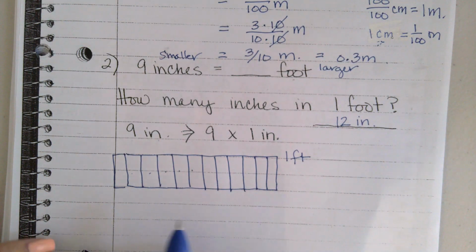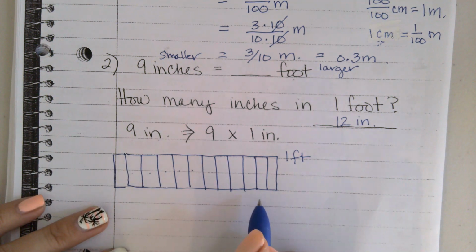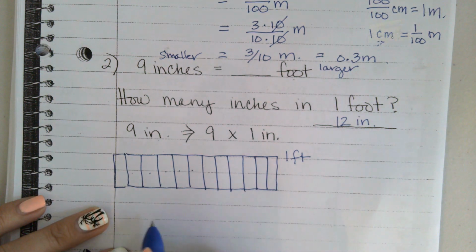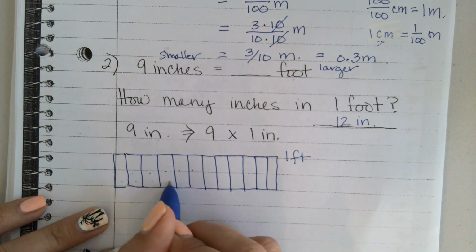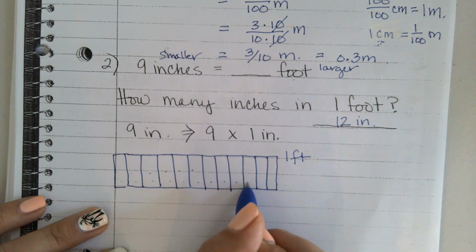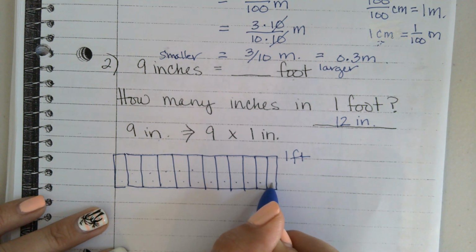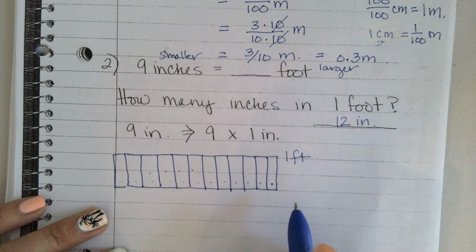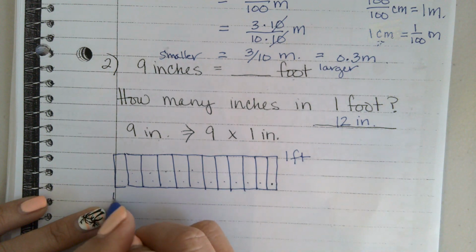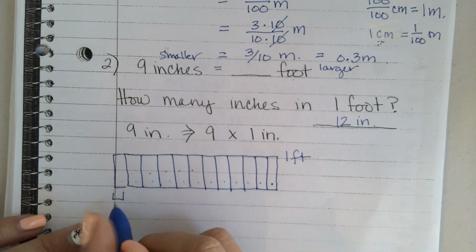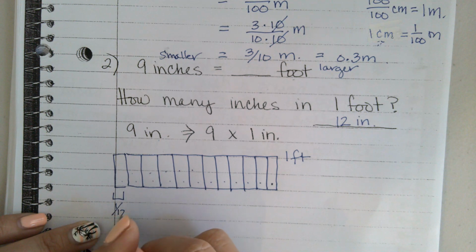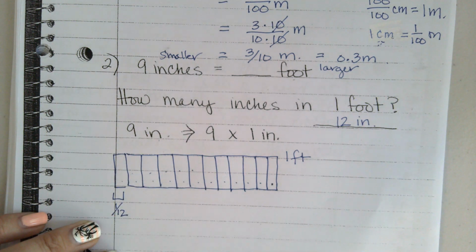Now, what fraction of a foot is 1 inch? Well, it takes 1, 2, 3, 4, 5, 6, 7, 8, 9, 10, 11, 12 inches to make 1 foot, right? So 1 inch is 1/12 of a foot, right?